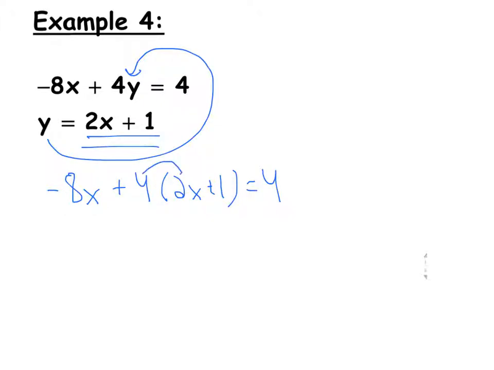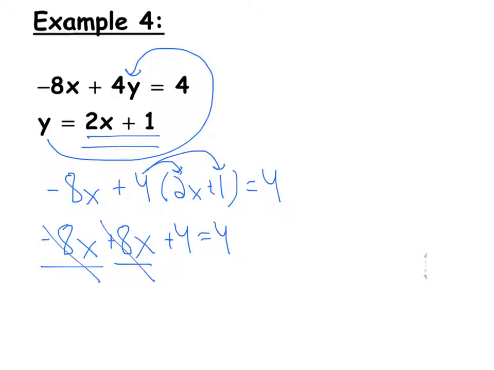Just like we always do, distribute first so we can solve. We get negative 8x. 4 times 2x is 8x again. 4 times 1 is 4, and that equals 4. Let's see what happens here. Like terms again, negative 8x and 8x. Those cancel, right? And so we get 4 equals 4.